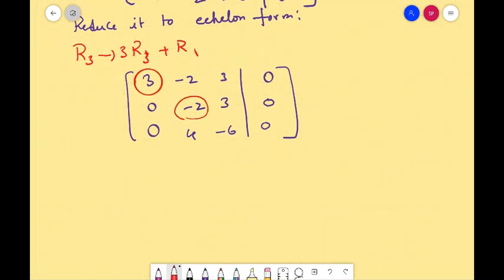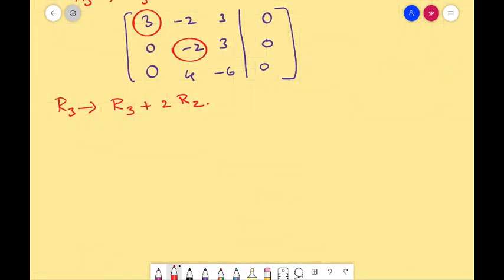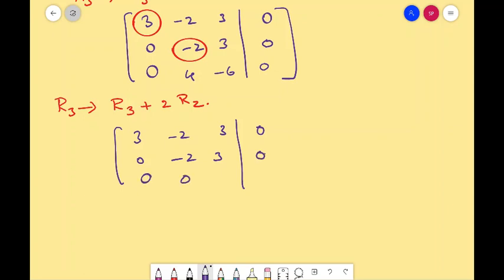Next pivot position is this, and we want to make this 0. So for R3, R3 plus 2 times R2 will give you 0. So this will make you 3, minus 2, 3; 0, minus 2, 3; and 0, 0, and minus 6 plus 6, this will also be 0. So pivot positions are completed. This is reduced to echelon form now.